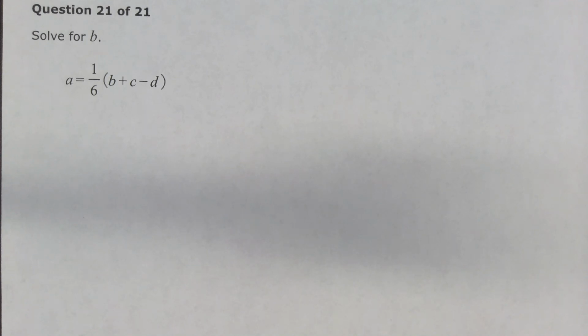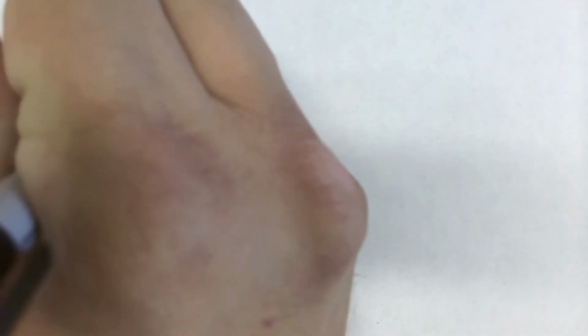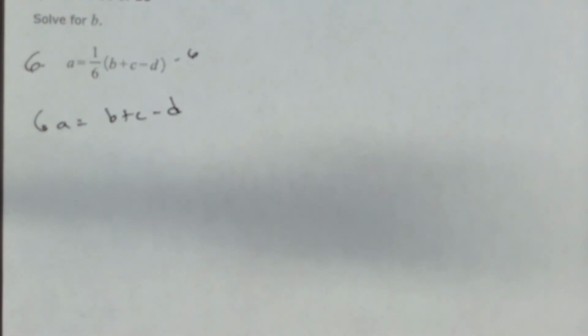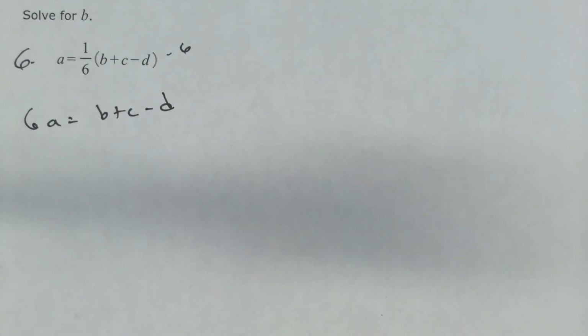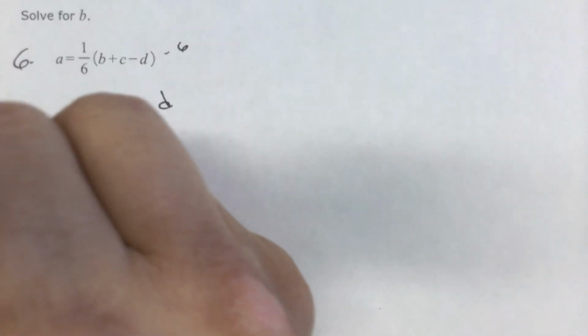All right, here we go. Ashlyn, what do I do? You're spot on right there. 6A equals B plus C minus D. All right, Ashlyn, now what? Subtract C, add D. So 6A minus C plus D equals B.